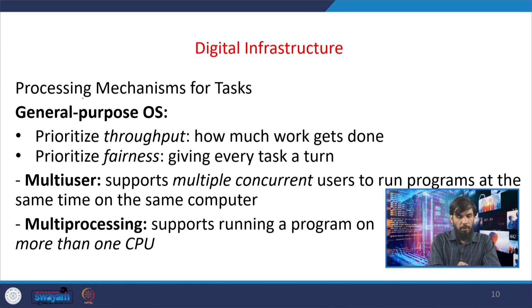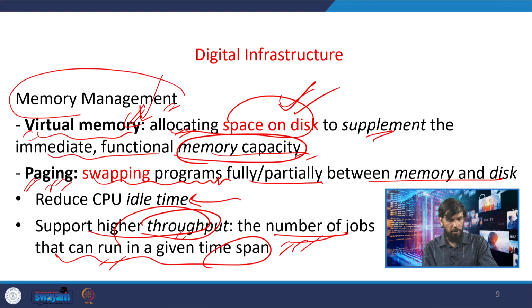Moving on, processing mechanism for tasks. There are multiple scenarios within this which we can discuss. One is the general purpose OS. If we talk about general purpose OS, what is the typical objective that we have? We can prioritize throughput. Earlier, in the way memory management is done, we are prioritizing throughput. We are not focusing on a particular application being executed well in time. We are focusing on the number of jobs that can be done in a given time. We are looking to maximize the throughput.